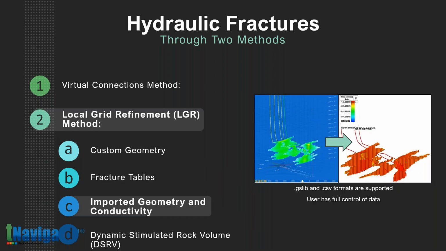One method that's very popular right now is to bring geometry and conductivity data from third-party software like Gopher, FracPro, FracGeo. In tNavigator, we support .gslib and .csv formats, and once this information is in Designer, you can manipulate this information in any way you want to create the properties that you need. You can see in the picture that we fully honor, for example, the Gopher geometry in this case.